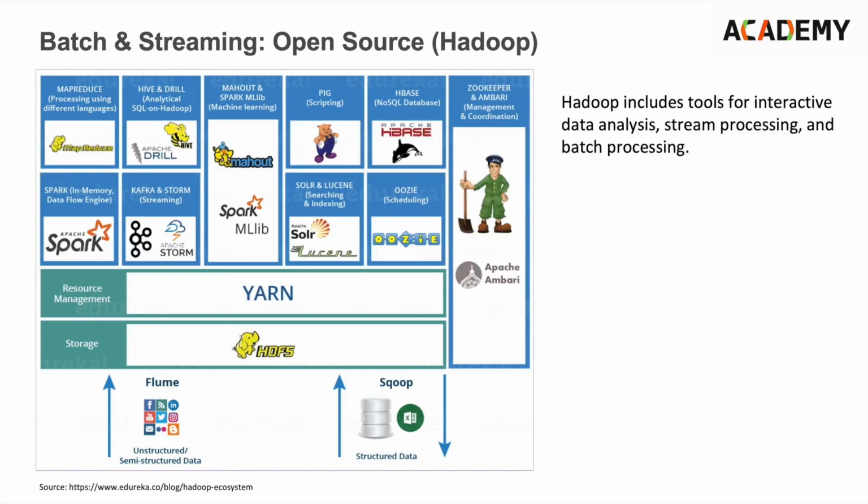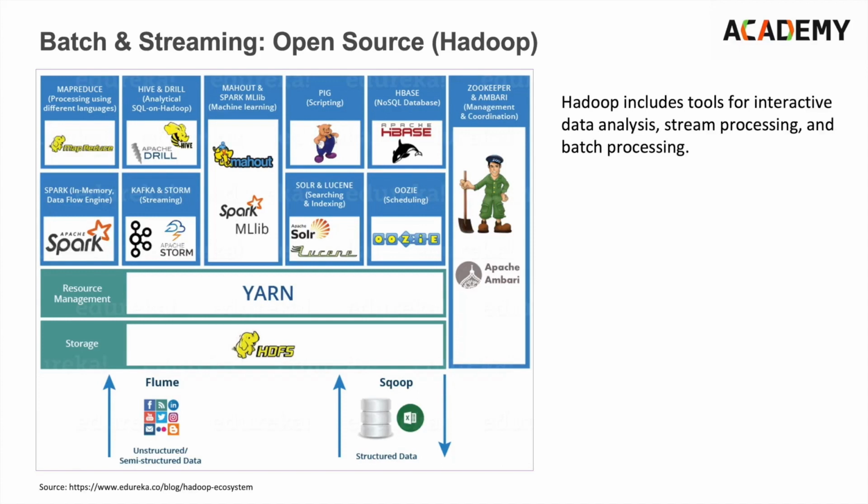So Hadoop actually does include tools for both interactive data analysis as well as stream and batch processing. For instance, if you wanted to do batch processing, you could do that with something like Spark, or a scripting tool like Pig could be used to run analysis on data that you've stored in HDFS. You could use a tool like Oozie to schedule batch jobs to run on a schedule.